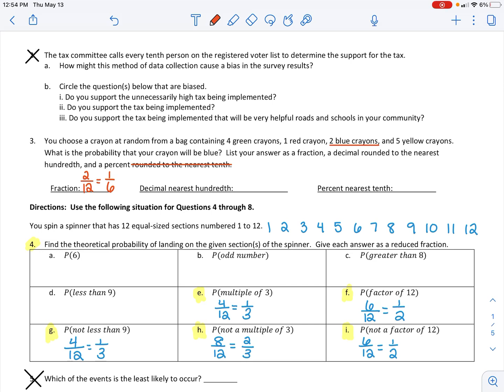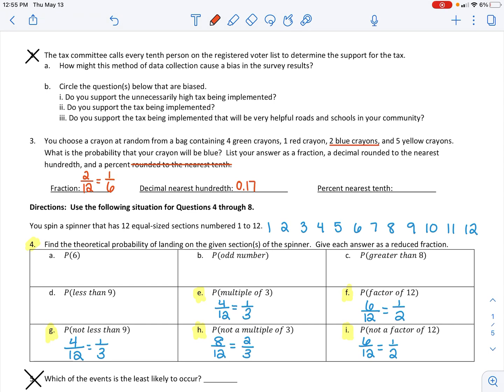Now, it does tell me it wants it as a decimal rounded to the nearest hundredth, so that's 2 decimal places. So I'm going to take 1 divided by 6, which gives me 0.1666, and the 6 is just going to keep repeating. So if I went to my second decimal place, I'm going to look at that third number, and since it is 5 or bigger, I'm going to round that 6 up to a 7. So we are going to have 0.17.